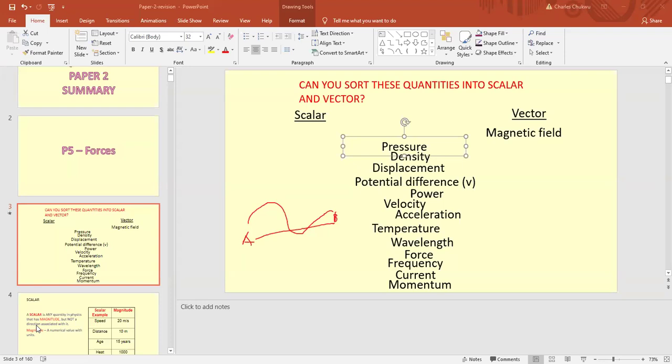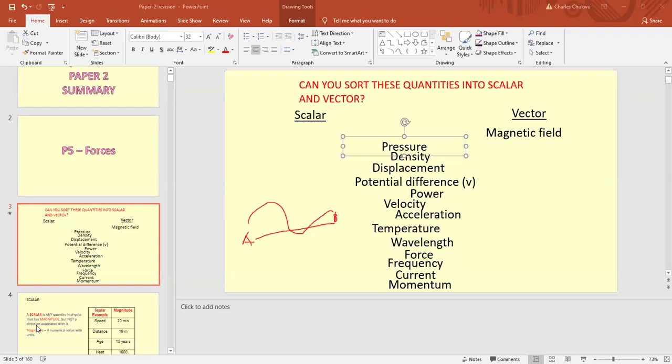Wavelength is the length of one wave, technically. So that's a scalar quantity. Force is a vector quantity. It has direction because of acceleration, of course, not because of mass. Remember, force is equal to mass times acceleration. So force has direction, and that direction is in whatever direction acceleration is in.